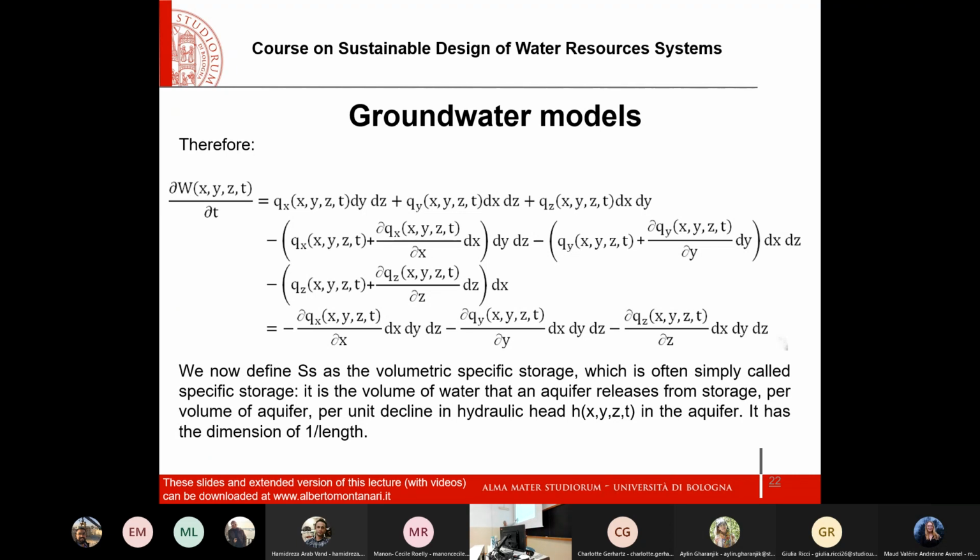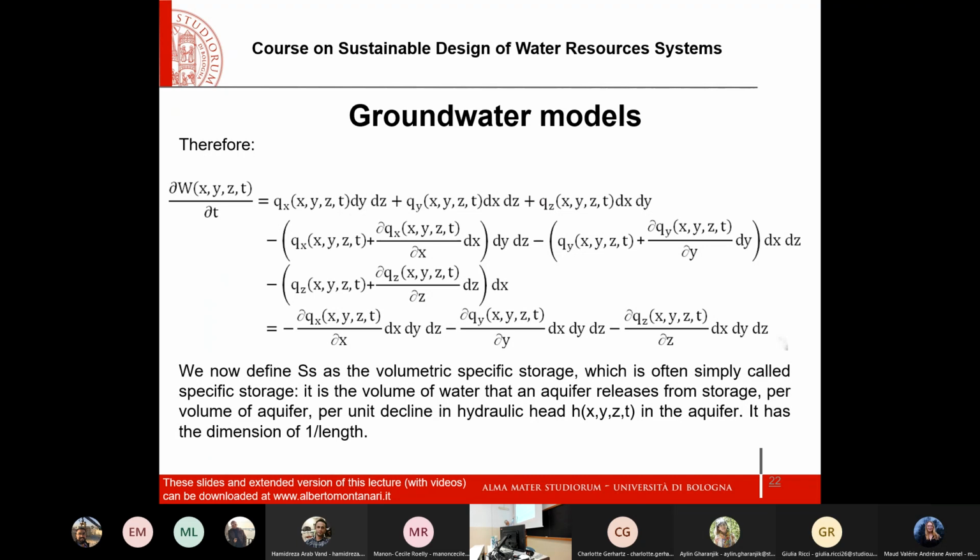This is the result. Because the lowercase q minus lowercase q, they go out. Only the changes remain. So the change in volume is given by the change of flow along the x direction. The change of specific flow times the area on the x direction and the x that remains from the previous computation, because it's the change along x.